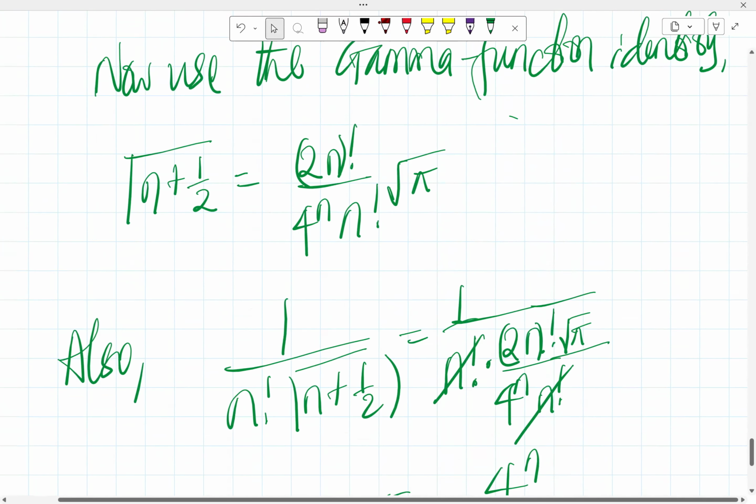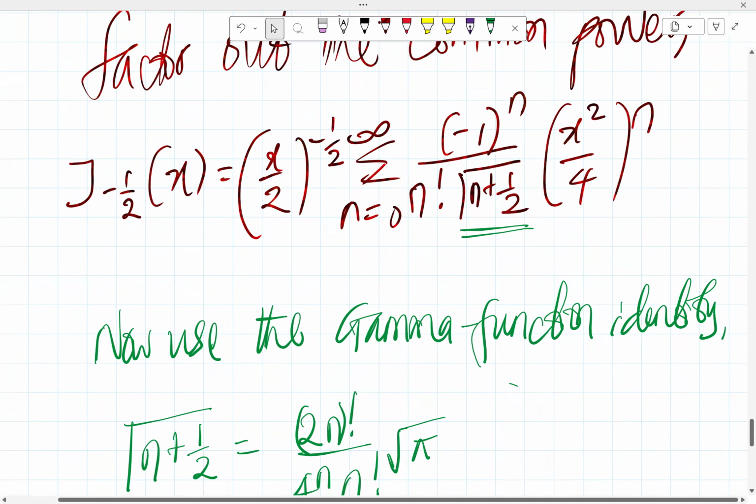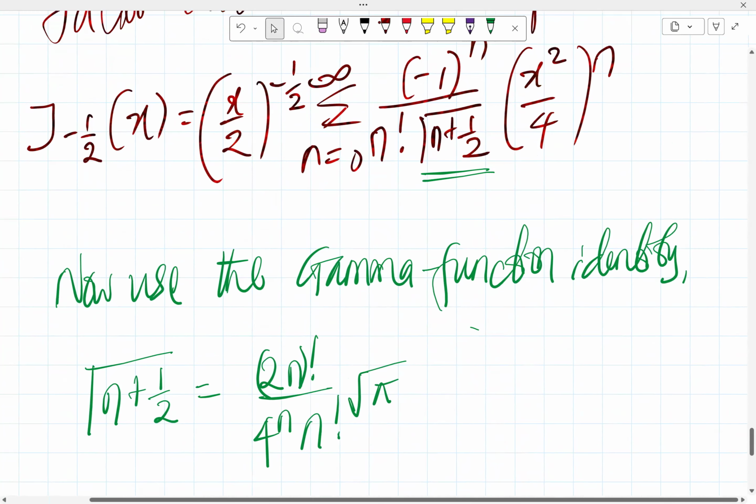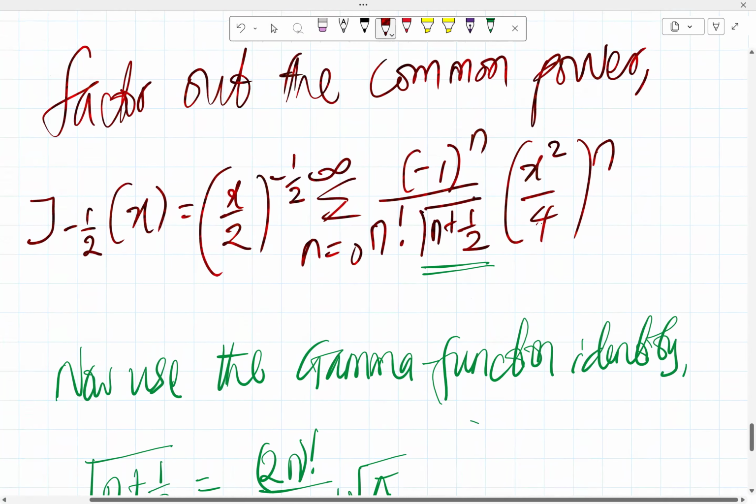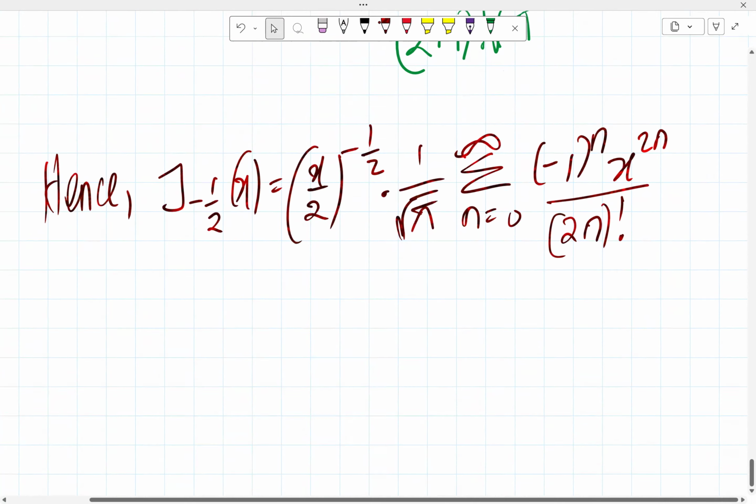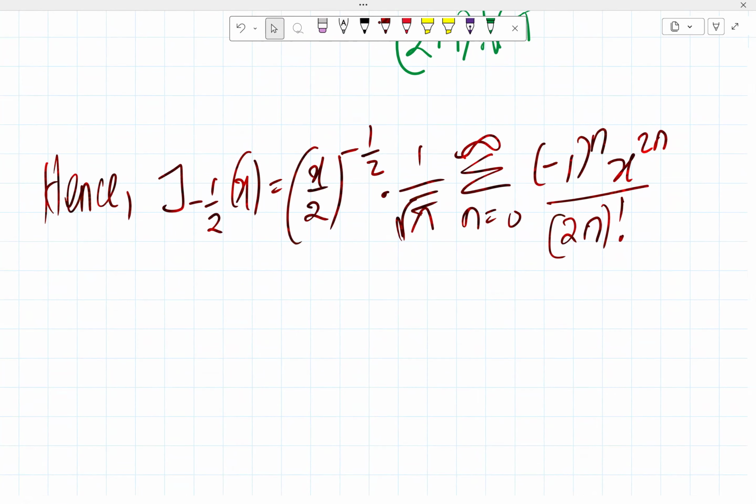Yeah, the 4 raised by n that is coming from here will automatically cancel the 4 raised by n down here. So this is what we are left with by the time all of that is done. So from here now, we can see that this is looking like cos x.